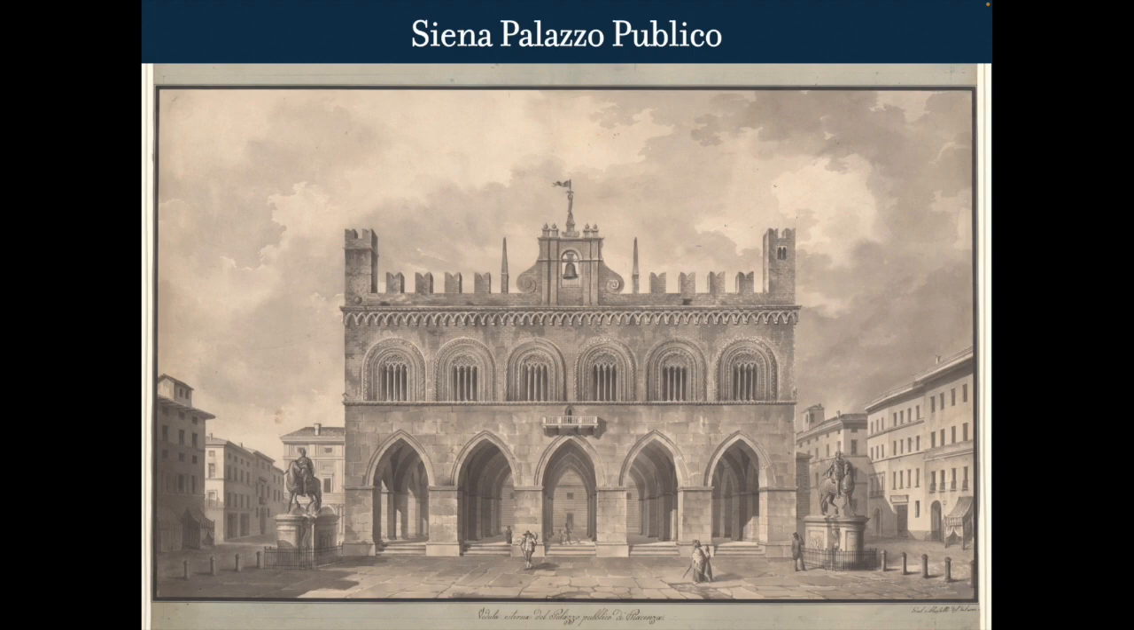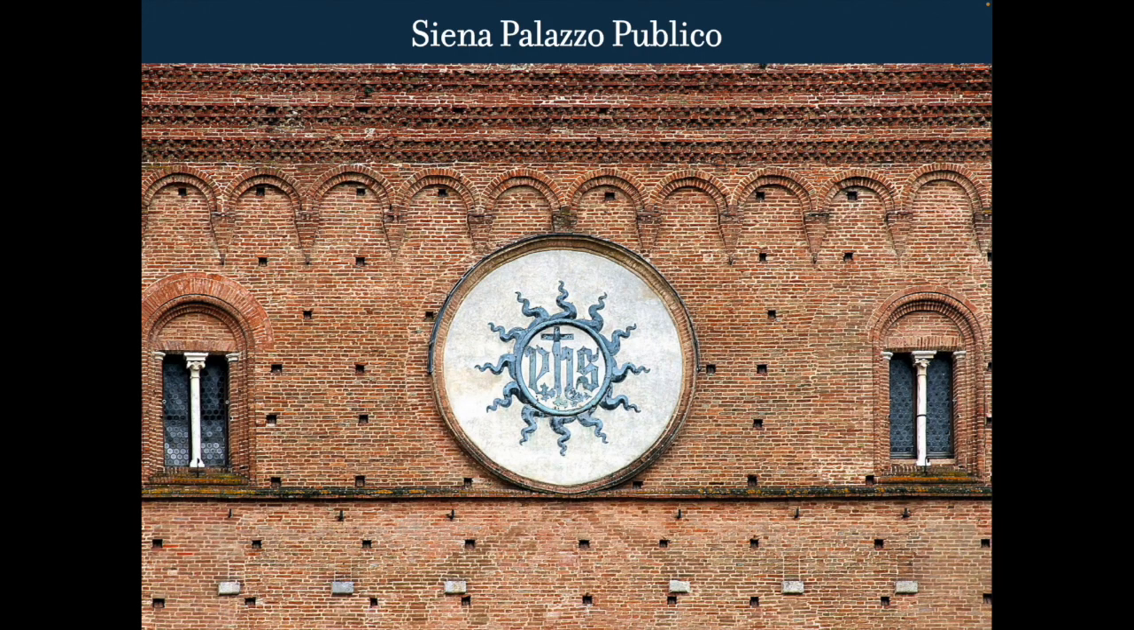At the top of this facade is a large round bronze plate. This is called the Christogram, the symbol used by Saint Bernardino. This symbol would later be used by the Jesuits as well. So this is where you see this symbol all the time. If you see this, it usually means it's a Jesuit church.